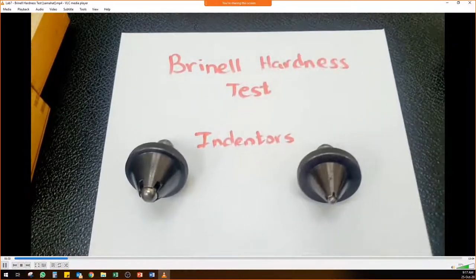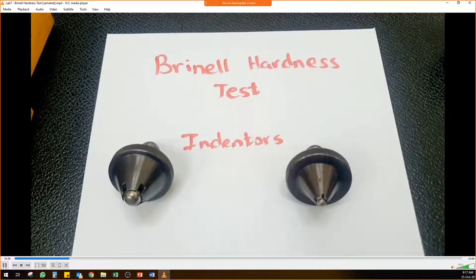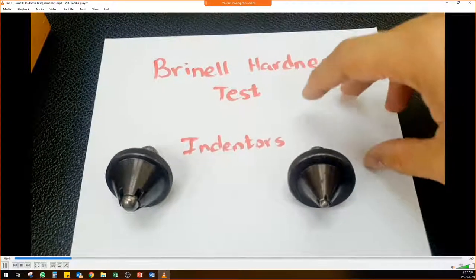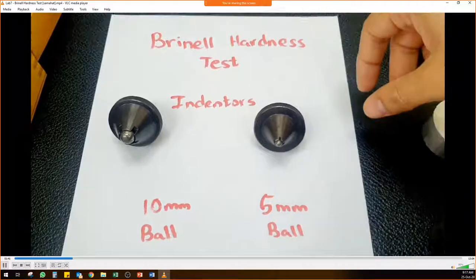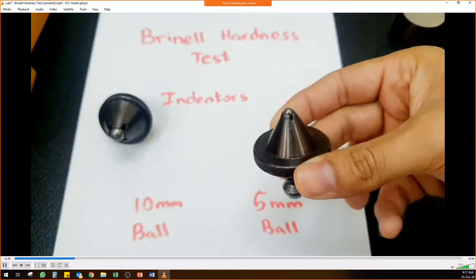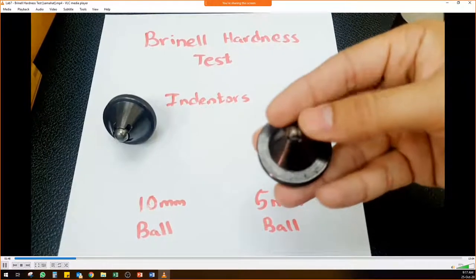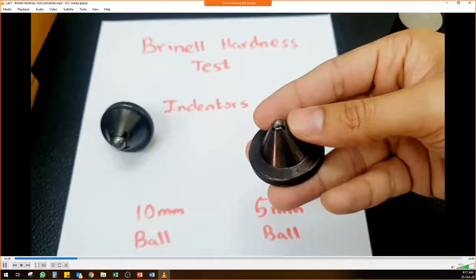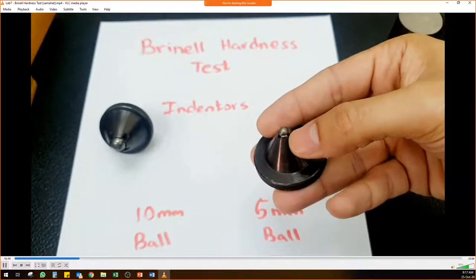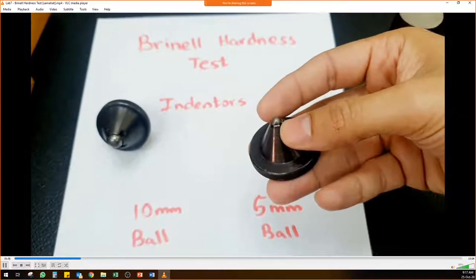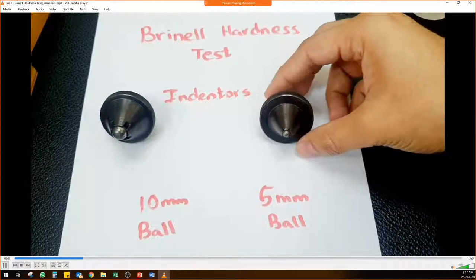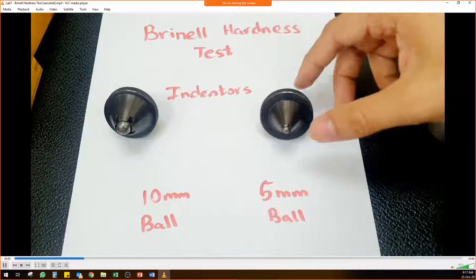These are called indenters. Indenters are the pins or the points which are used to create plastic deformation. What you see on your right here is the 5 millimeter indenter. You can see the ball here, it has 5 millimeter diameter. The material of this ball is steel, but we have also different types of indenters with different diameters and different materials. There can be tungsten carbide ball or steel.